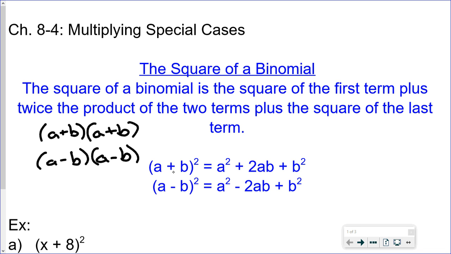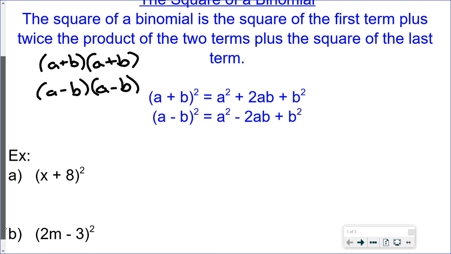But there's something special about these. That's why these are called special cases: when you multiply them, the answers always come out in this form. If you know this, you can skip doing FOIL or the distributive property or the table and just write down the answer. The answer is the first term squared, plus 2 times the first and second term, plus the second term squared. If it's a minus sign here, then the only difference is it's a squared minus 2ab plus b squared. I know me just saying this sounds really confusing, so let's look at some examples.